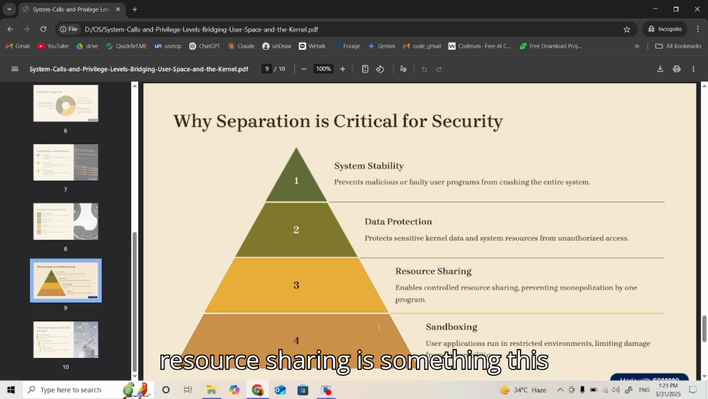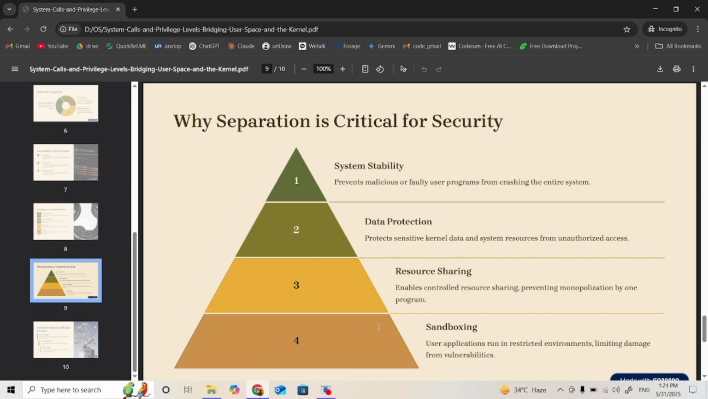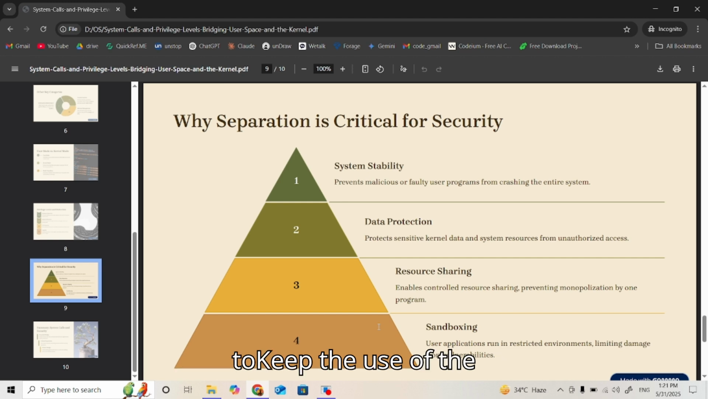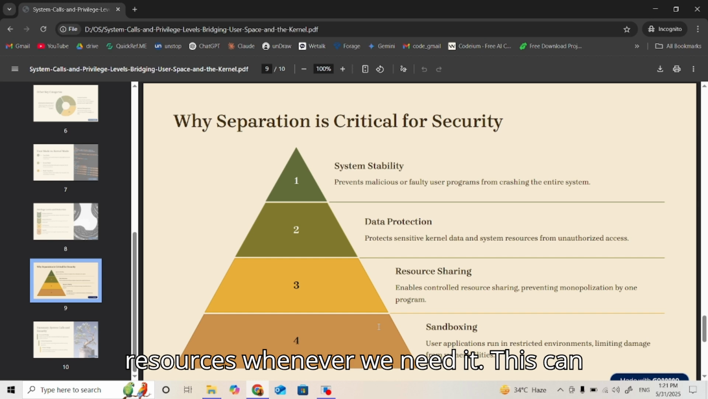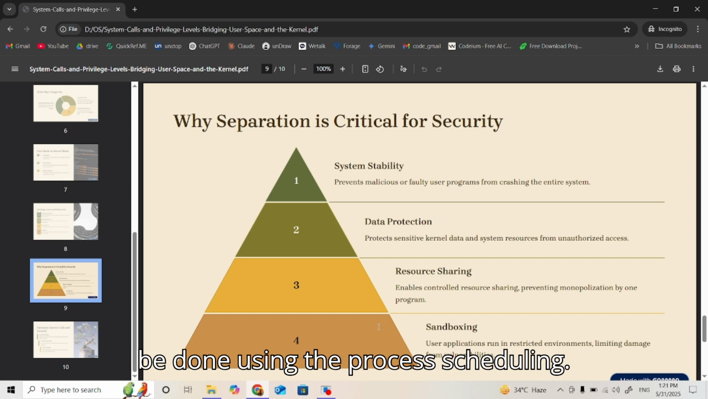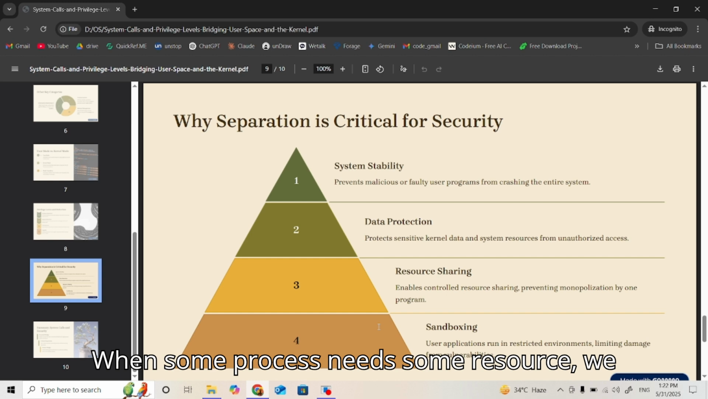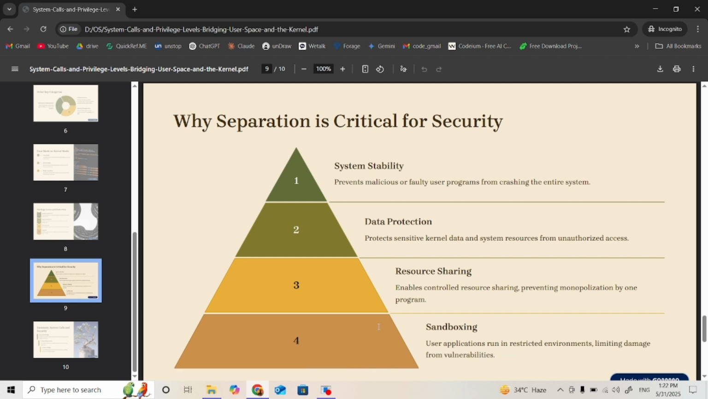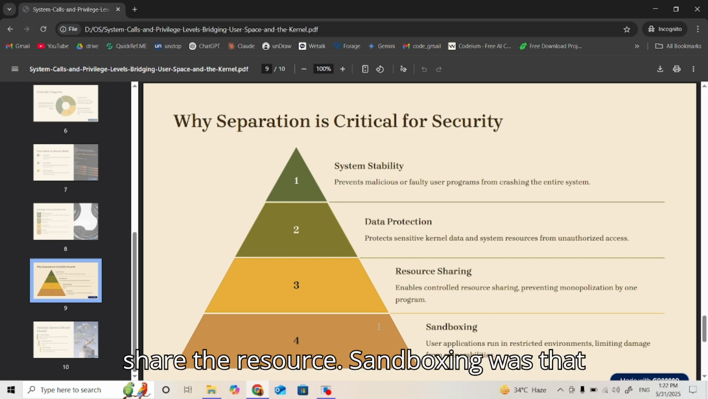The third one is resource sharing. It maintains a secure place from where we are able to use the resources whenever we need them. This can be done using process scheduling. When some process needs some resource, we can just allocate it for that time only. It's an optimal way to share the resources.